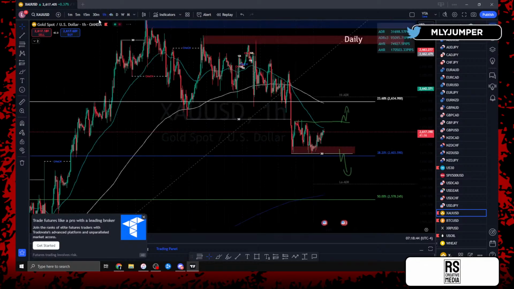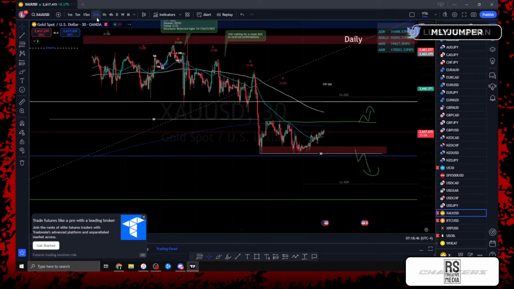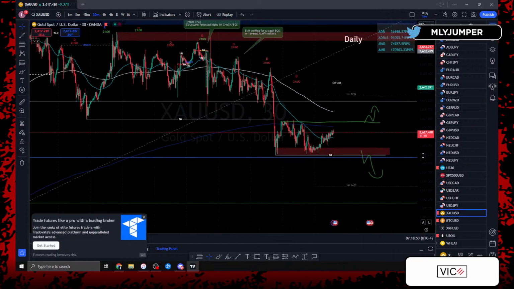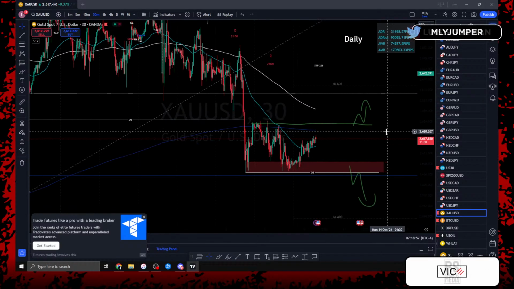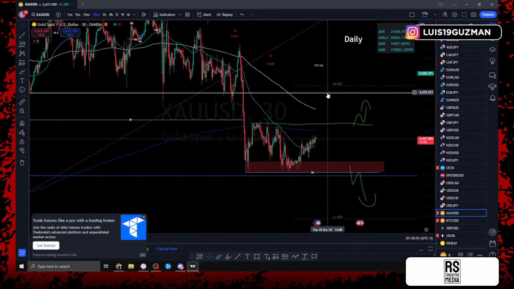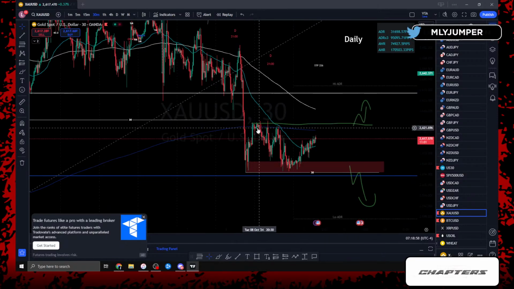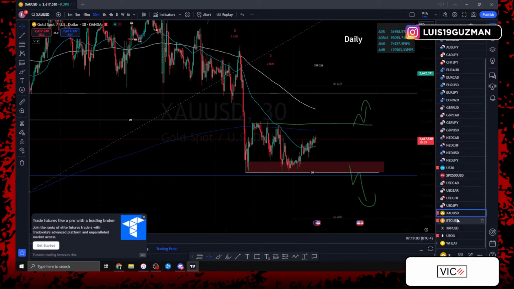a push back to the top side. So here in the 30-minute, that's pretty much it, guys. I'm going to be honest, that's really the only thing I can say about gold. I'm either going to be looking for that break above to continue, or I'm going to be looking for the rejection at the top to go back down to the bottom, the same way we did yesterday.